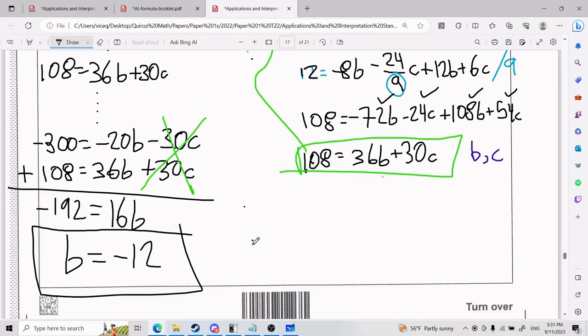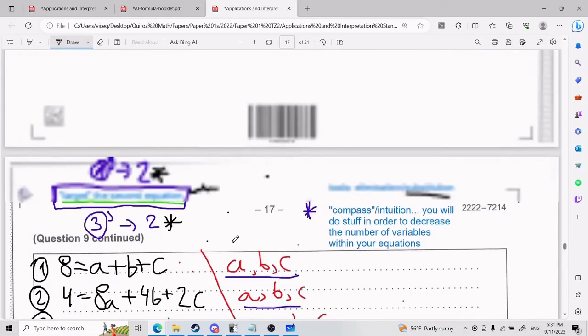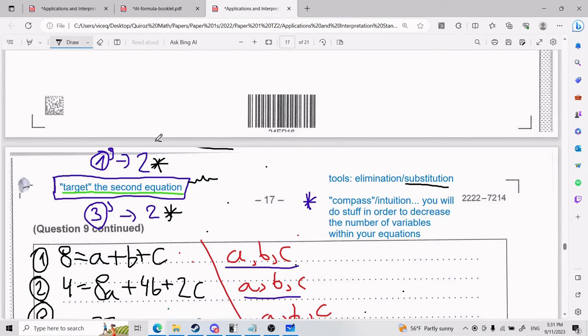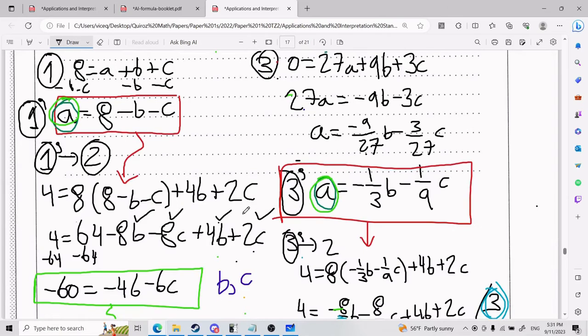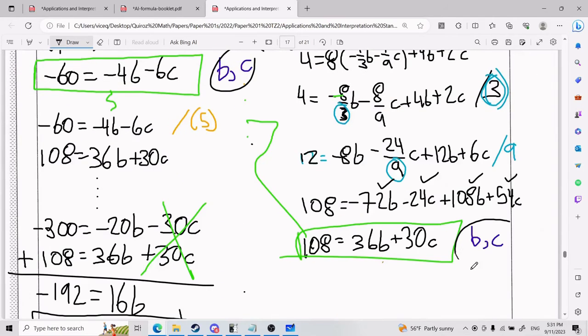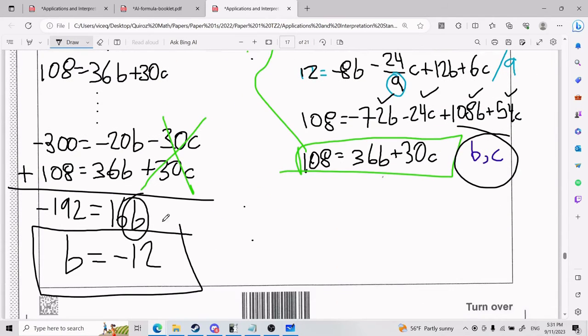See? I know it took a long time, but if you follow the process really well, which is this whole targeting thing, and keeping in mind that you want to decrease the number of variables, from A, B, C to just B, C to, in this case, just B, you're going to get somewhere. See, so now I just got B equals negative 12.